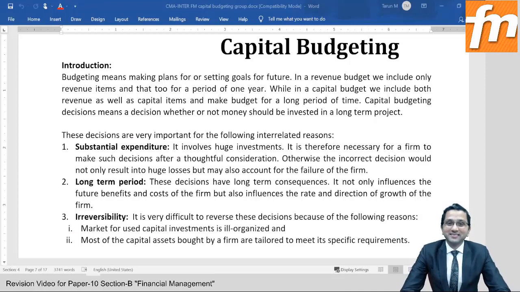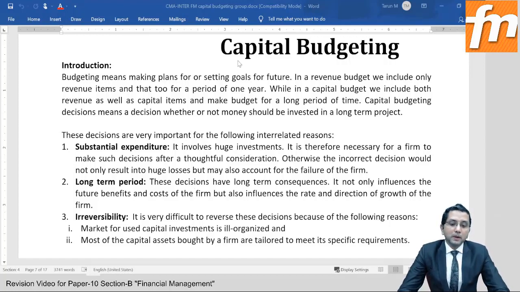Hello friends, welcome to this session for CMA intermediate students. This is your paper number 10, section B, titled Financial Management. In this session, we are going to discuss the chapter named Capital Budgeting. This chapter is a little difficult, very interesting, and most important from the point of view of examination.